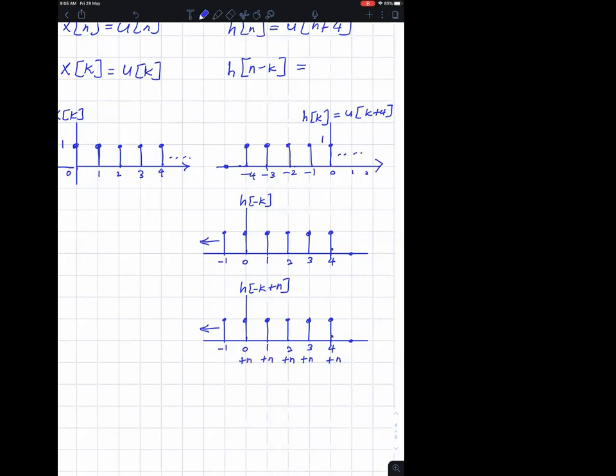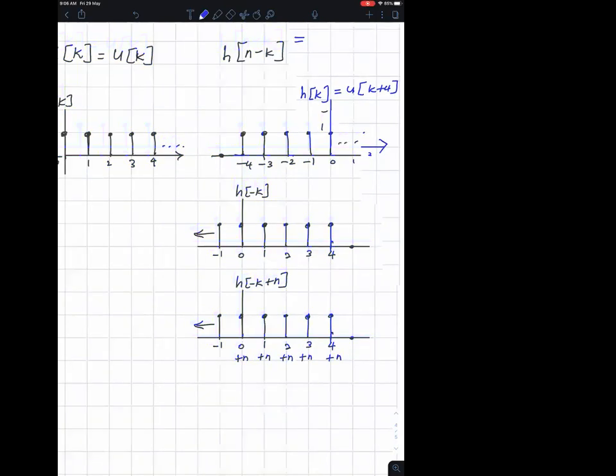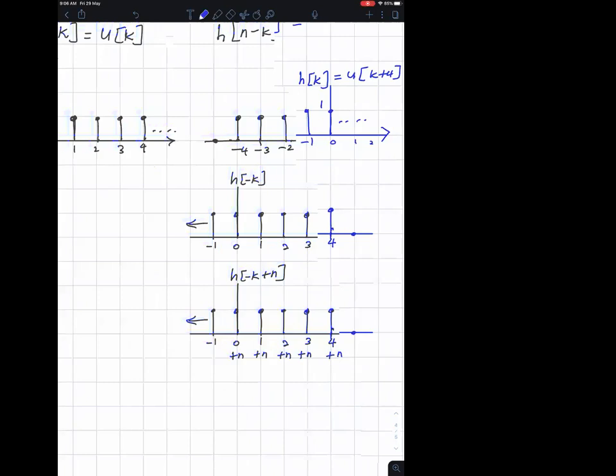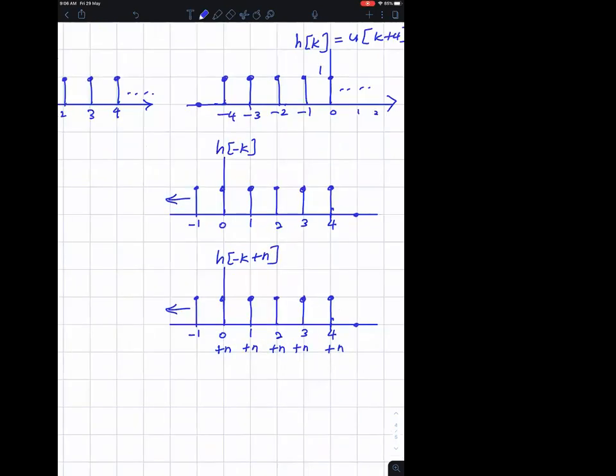N can be a negative number or a positive number. So we're just going to add n. We are not going to subtract n, because that depends on what the value of n is. If it's minus, it's going to go one direction. If it's plus, it's going to go in the other direction.